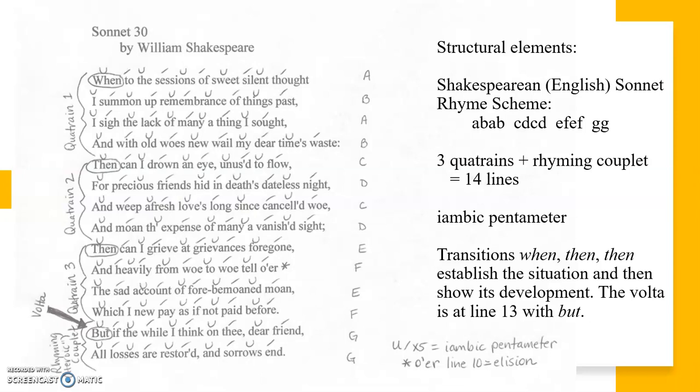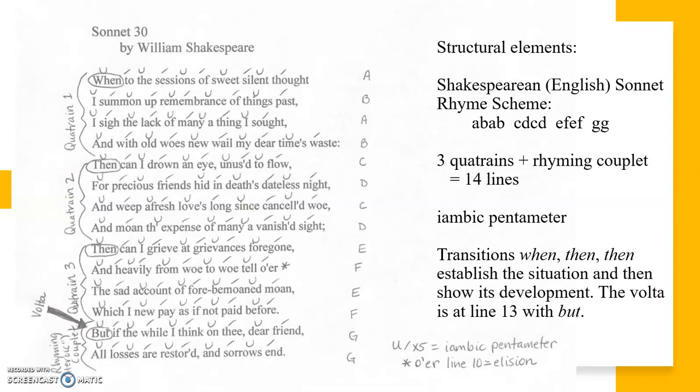So for example, in quatrain 2, in the final line there, line 8, "and moan the expense of many a vanished sight," there are these slurs or ties, the expense, many a, that keep the flow but also keep the meter intact. And then at line 10, we have an example of elision, where Shakespeare has used some poetic license to remove a syllable with the word o'er, which is of course the word over, but Shakespeare has reduced it to one syllable to keep the meter intact. "And heavily from woe to woe tell o'er."